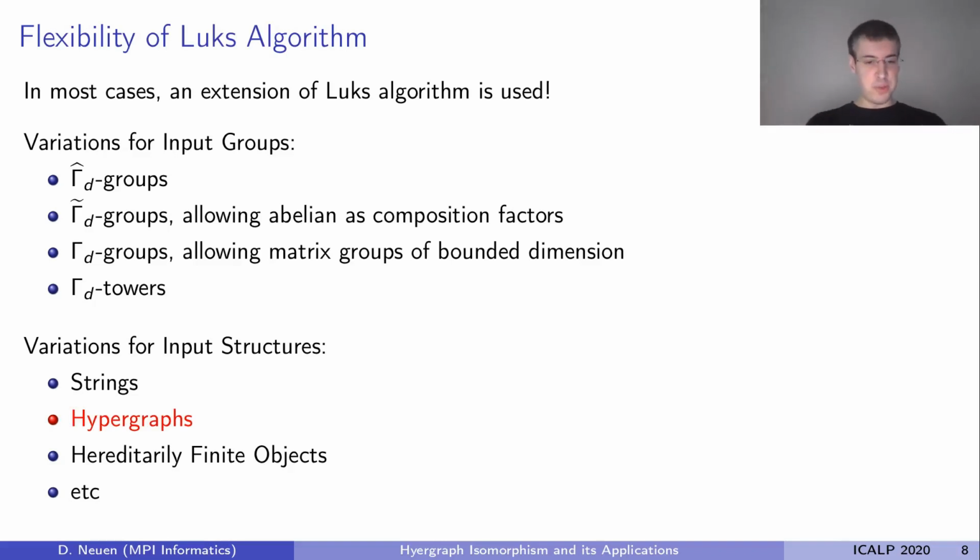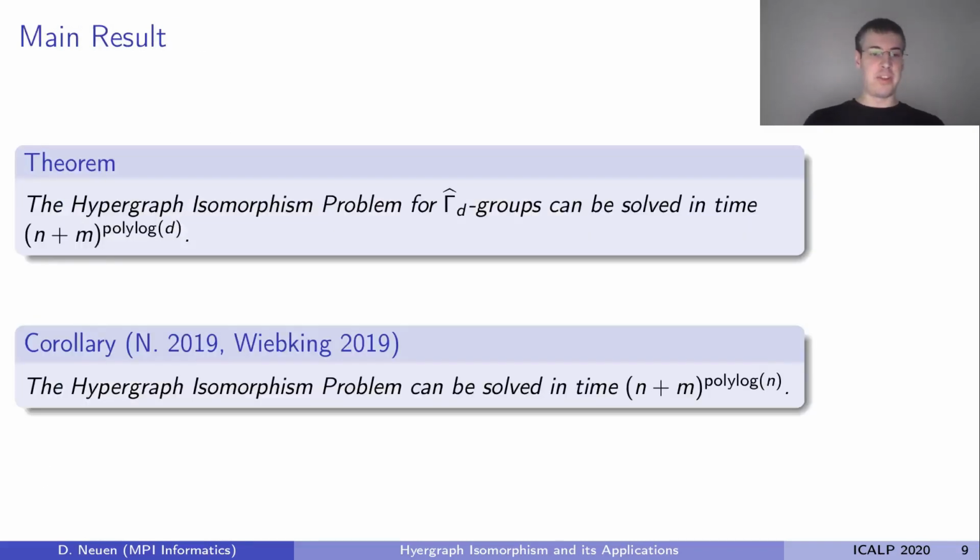Okay, so now this leads to an immediate question, which now also brings us to the title of this paper, namely whether we can lift the result, the n to the polylog D algorithm from 2 years ago, from strings to the setting of hypergraphs, attaining hypergraph isomorphism for groups with restricted composition factors. And the main technical result of this work is that this actually can be done. So the hypergraph isomorphism problem for gamma D groups can be solved in time (n plus m) to the polylog D, where n denotes the number of vertices of the input hypergraphs and m the number of hyperedges of the input hypergraphs.